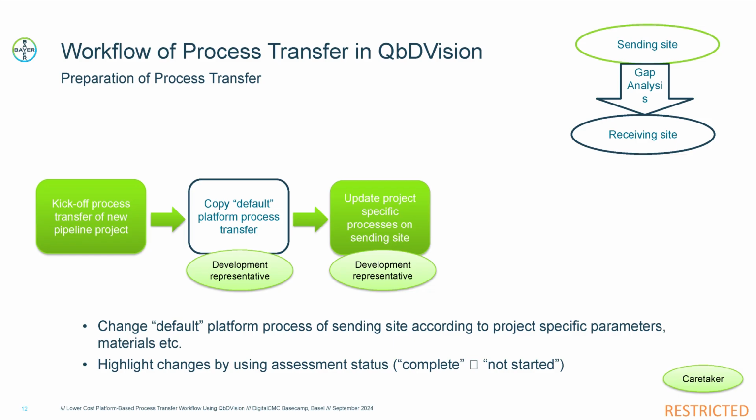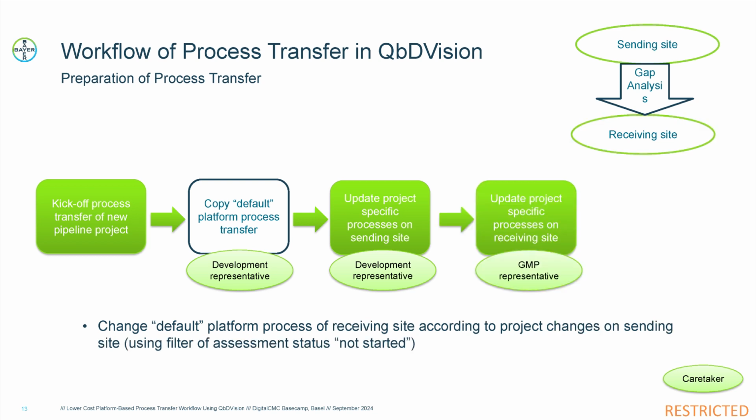We did it in a cross-functional group, with a small group of subject matter experts from GMP, development, and QA, and the whole thing, so sending and receiving side, including the gap analysis, is now our default process. And why we have done it: this is our starting point for all upcoming projects. So after kicking off a tech transfer, we copy this whole thing as our platform, as our default tech transfer process. This is done by the development representative, because that's the one who defines the process in the beginning.